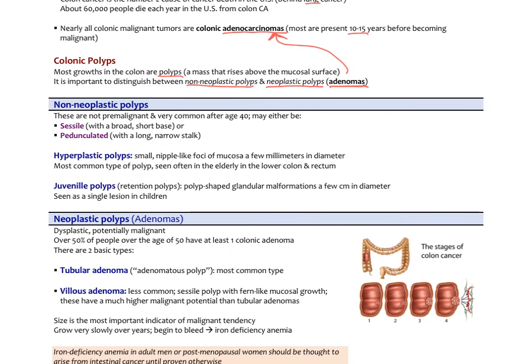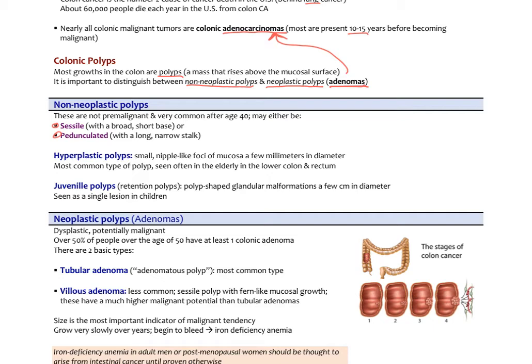Now, in terms of non-neoplastic polyps, the ones that aren't cancerous, these are common after the age of 40, and they can be either sessile, with a very broad, short base, or pedunculated. They look more like a mushroom on a stalk. You can have hyperplastic polyps, which are small, nipple-like foci of the mucosa, a few millimeters in diameter. They're the most common type of polyp, and they're often seen in the elderly in the lower colon and rectum on colonoscopy.